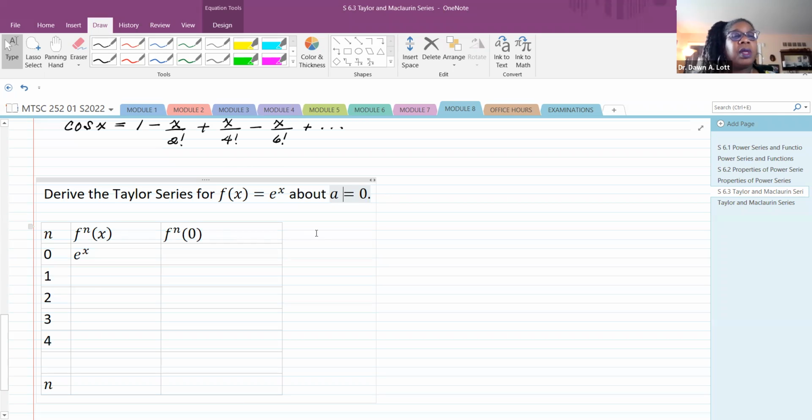All right, so I already have written, you can create a chart just like that. I'll give you a few moments to create a chart. And then I'm going to explain to you why we create this chart in order to be able to figure out what our series expansion is. So please go ahead and make this chart.